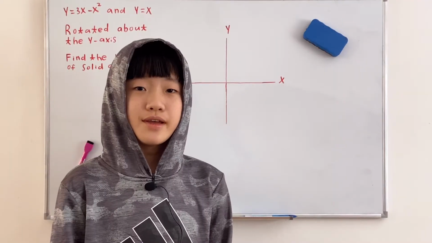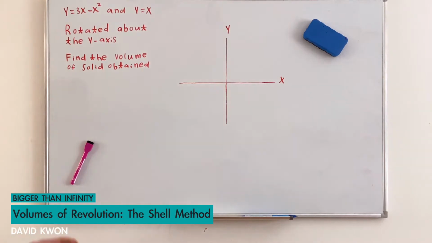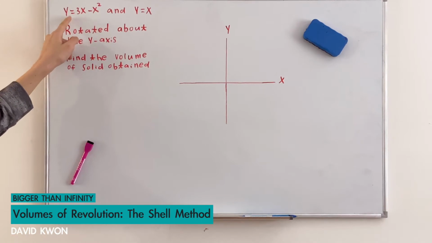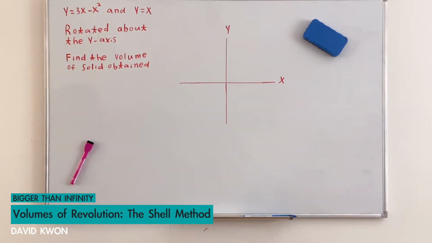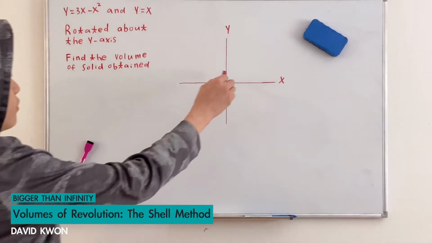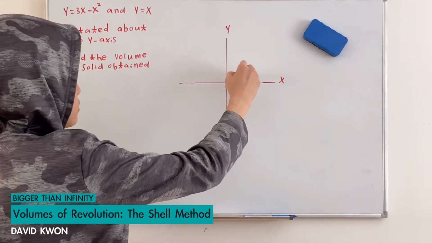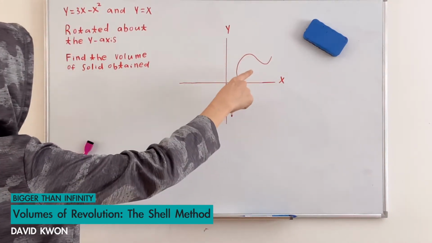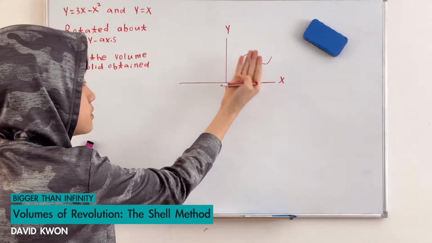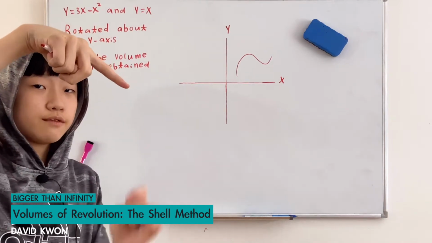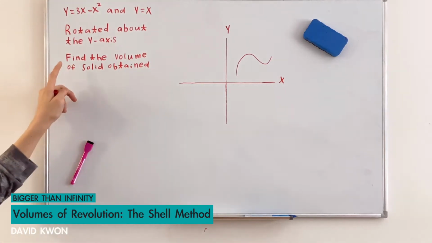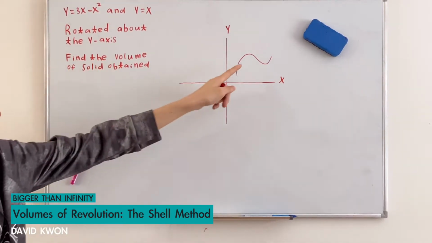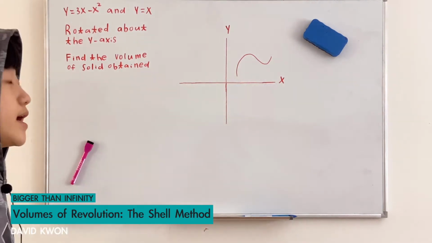Hello everyone, and today we are going to find the volume of the region bounded by y equal to 3x minus x squared and y equal to x, rotated. When we have the graph that might just look like this, it is going to rotate around the y-axis. This is the graph, this is the y-axis, and it is going to rotate. We are going to find the volume of the solid obtained when we rotate the function around the y-axis.